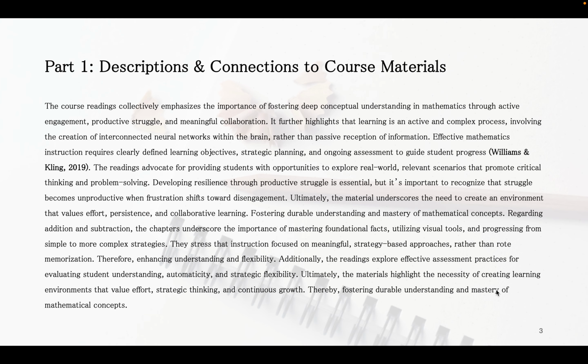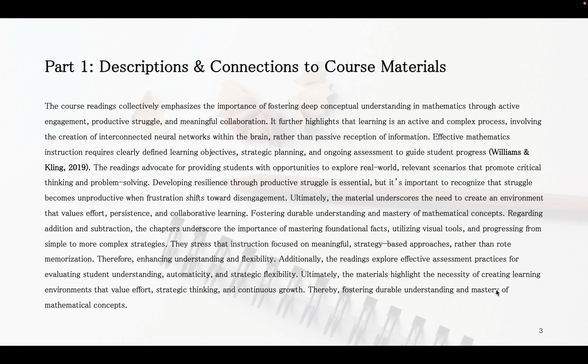Part 1, descriptions and connections to the course materials. The course readings collectively emphasize the importance of fostering deep conceptual understanding in mathematics through active engagement, productive struggle, and meaningful collaboration. It further highlights that learning is an active and complex process involving the creation of interconnected neural networks within the brain, rather than passive reception of information.